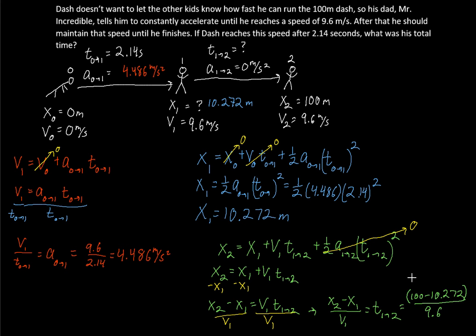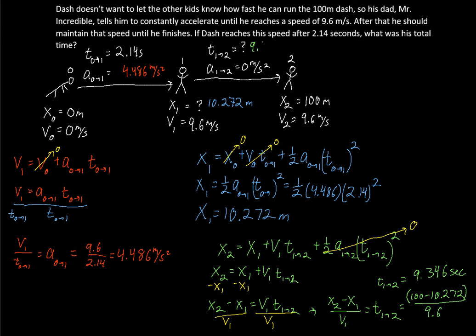The correct answer you should end up with is that t from 1 to 2 is equal to 9.346 repeating, so I'm just going to truncate it. Now at this point we're so close. We've solved for all the things, but we need to make sure that we're answering the question. It says what was his total time. Well, his total time is going to be the amount of time it took to go from 0 to 1 plus the amount of time it takes to go from 1 to 2.